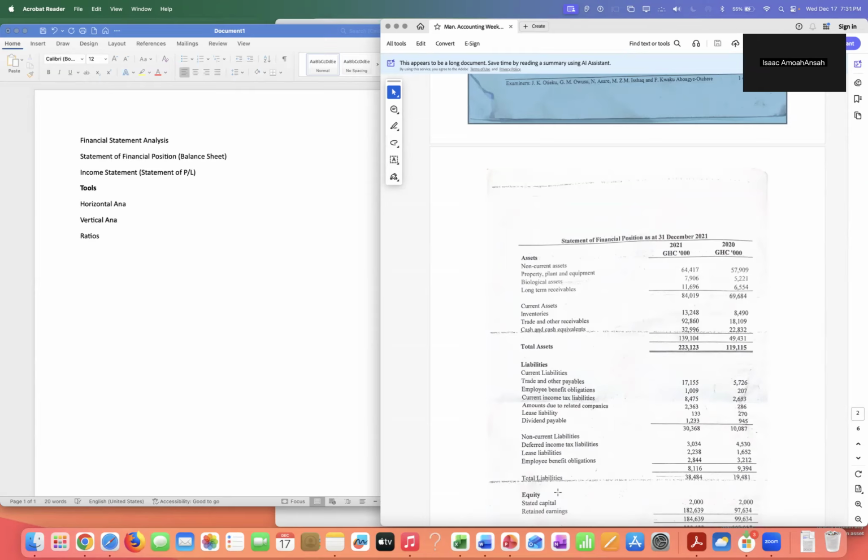So if you want to note growth in, say, non-current assets, which is one component of our assets. We have two key components of assets, non-current and then current. So one example of a non-current asset is property, plant, and equipment, right? On this financial statement, one example is property, plant, and equipment. So if you want to know how much property, plant, and equipment grew from 2020 to 2021, then we may have to use horizontal analysis.